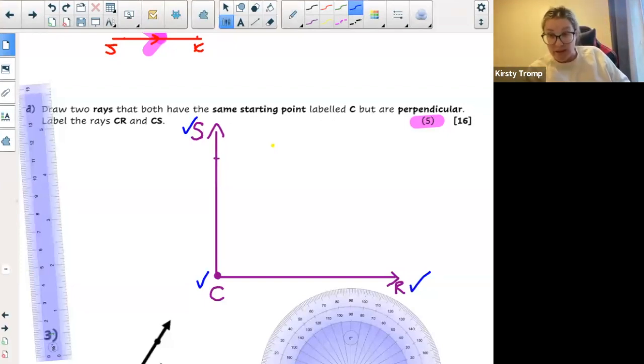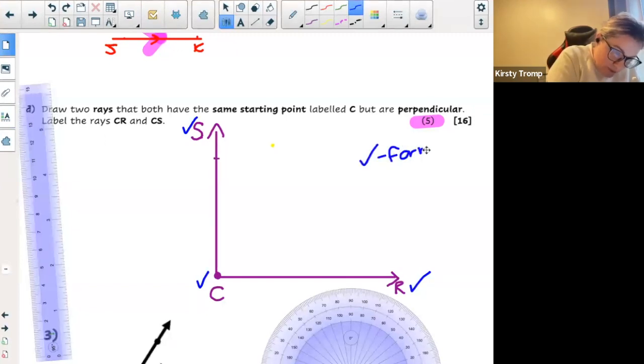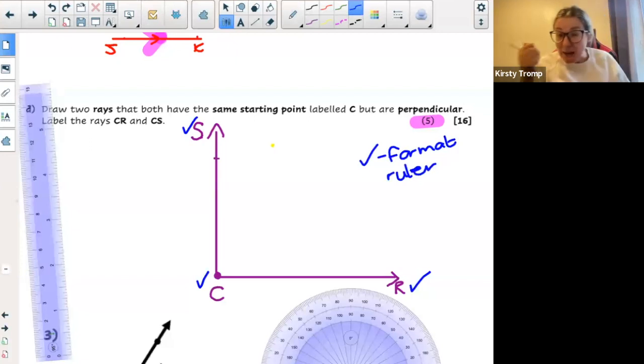Awesome. All right. Now, my next mark would have come from showing that these are actually rays. And how do I show that it's actually a ray? I show that it's a ray by having the arrows on the end. So I would have got a mark for having the correct formats, probably, and for using a ruler. If I didn't put the arrows on the end, and I didn't use a ruler, I would have lost the mark.